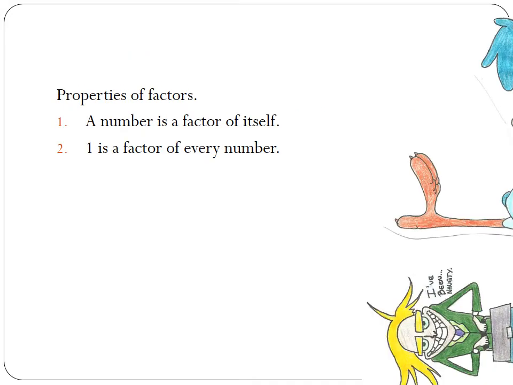Now children, we will do the properties of factors. First property: a number is a factor of itself. 5 is a factor of 5, 6 is a factor of 6, 9 is a factor of 9, 100 is a factor of 100. 1 is a factor of every number. We can divide any number by 1. That's why 1 is a factor of every number.